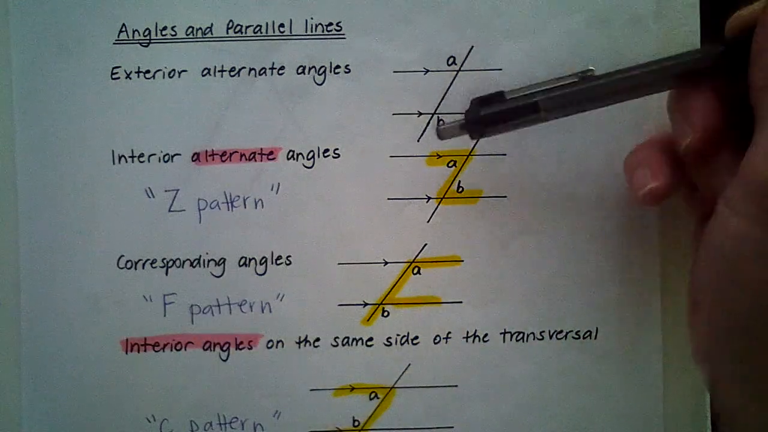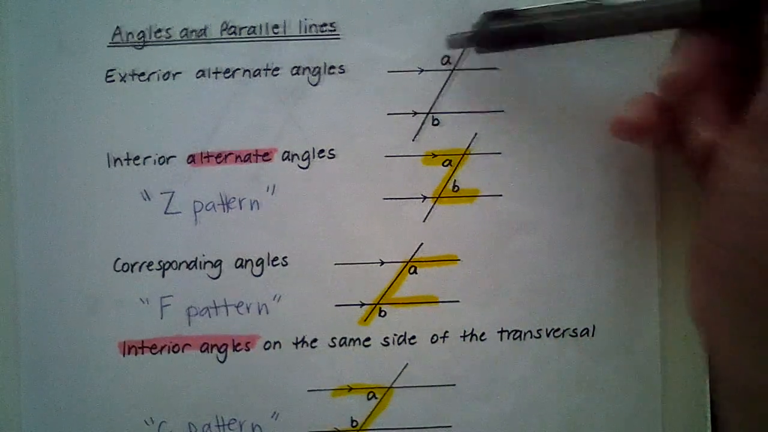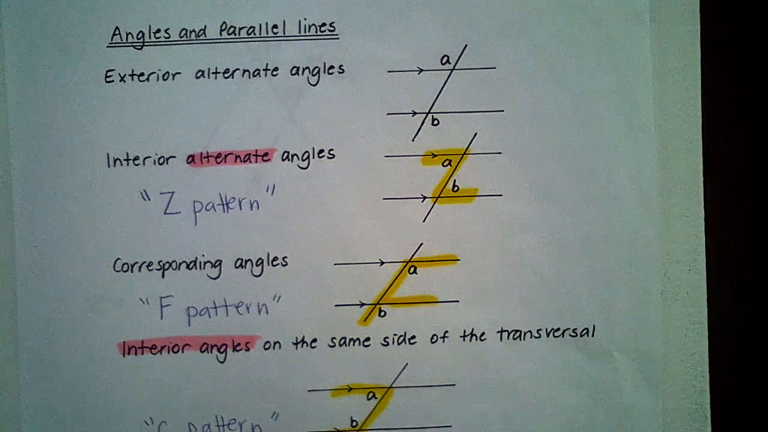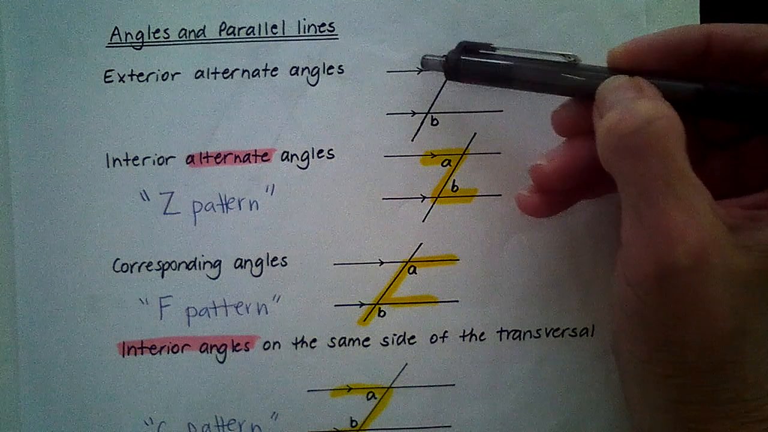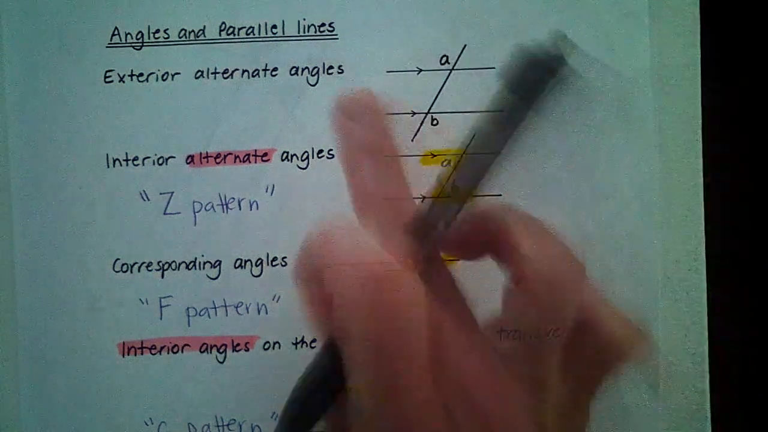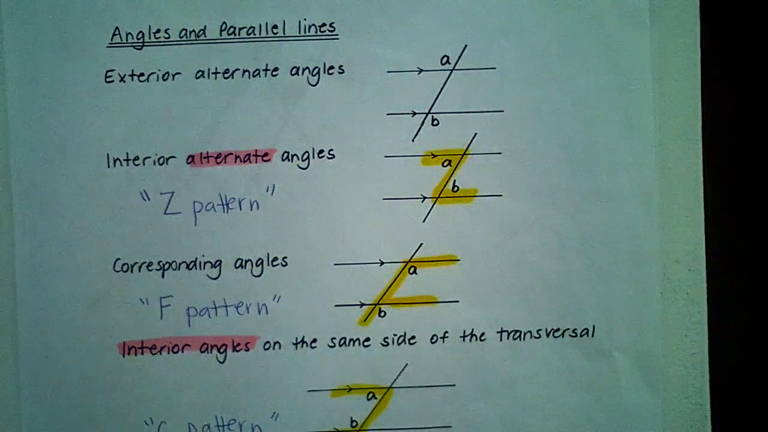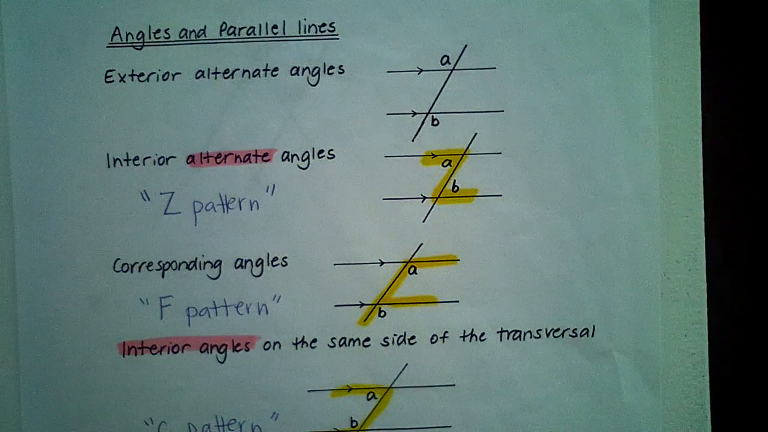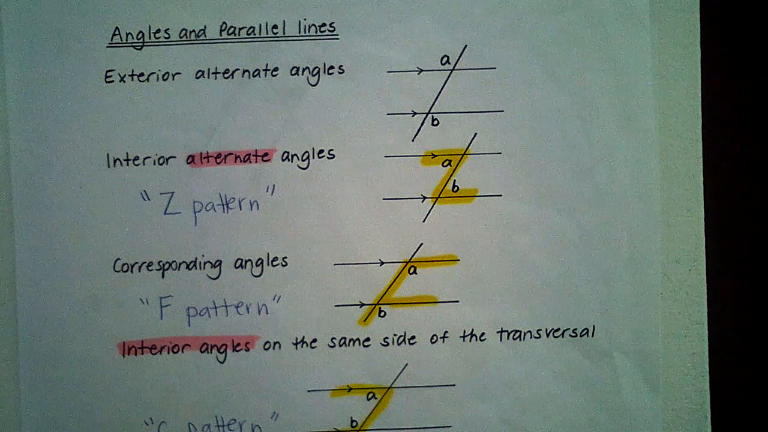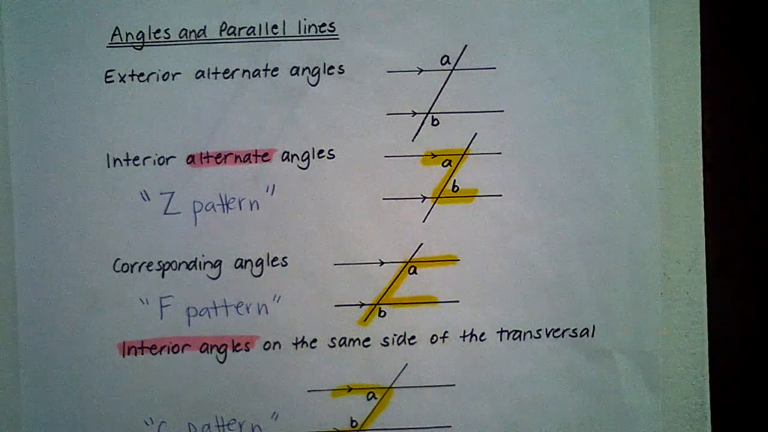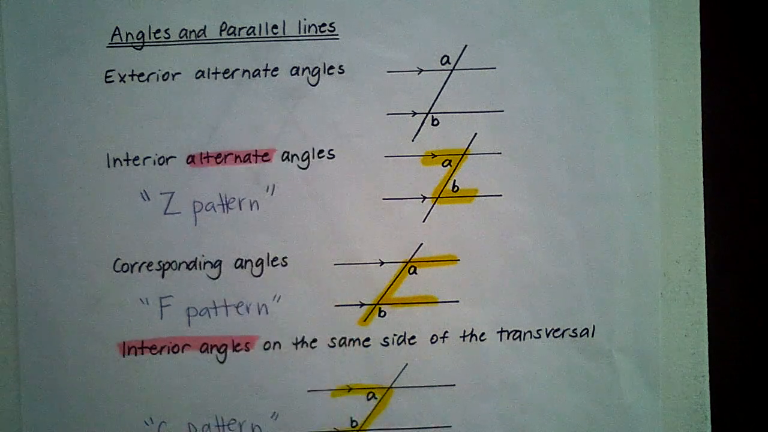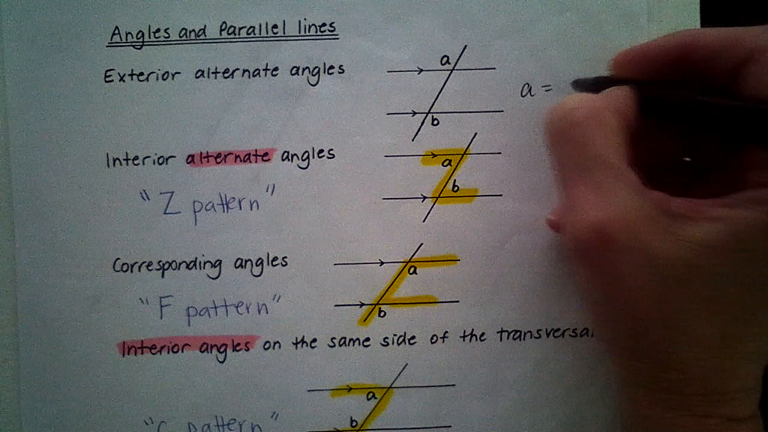Okay, so if we start here with A and B on this first diagram, you can see that A and B are both outside the parallel lines and they are on opposite sides of the transversal. This arrow and this arrow indicate that these two lines are parallel, and this is the transversal that's going through it. That's why they are called exterior alternate angles. And these angles are equal. So A equals B.